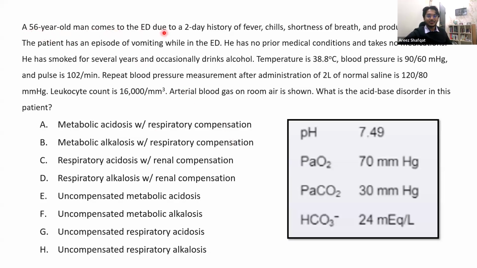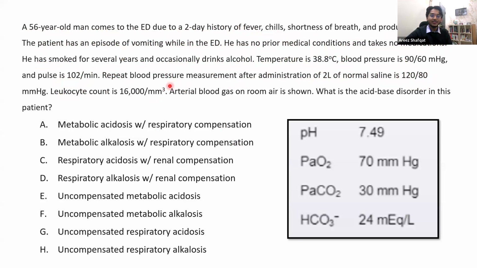A 56-year-old man comes to the ED due to a 2-day history of fever, chills, shortness of breath, and productive cough, symptoms of pneumonia. The patient has had an episode of vomiting while in the ED. He has no prior medical conditions and takes no medications. He has smoked for several years and occasionally drinks alcohol. He is febrile, hypotensive, tachycardic. Repeat blood pressure measurements after administration of 2 liters of saline show a blood pressure of 120 over 80 millimeters of mercury.